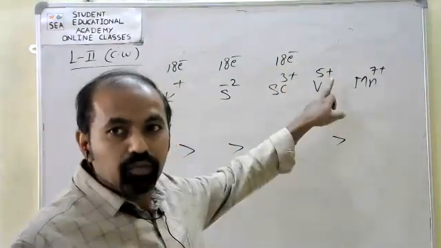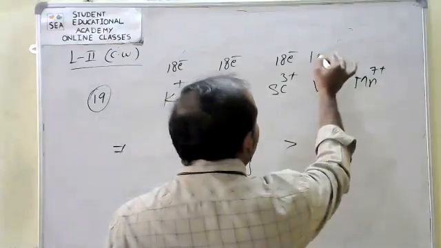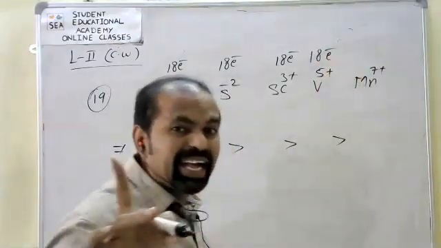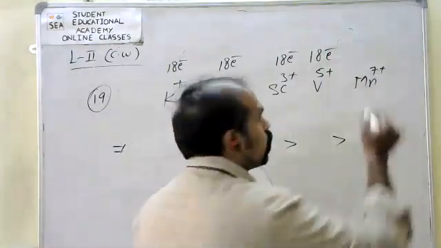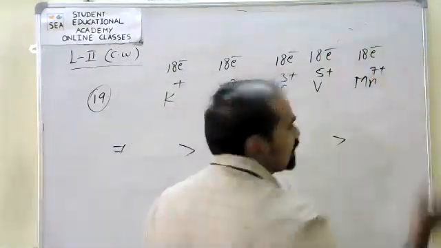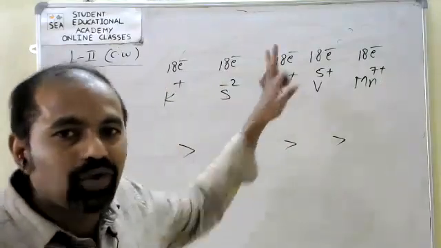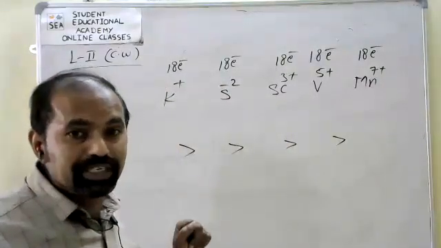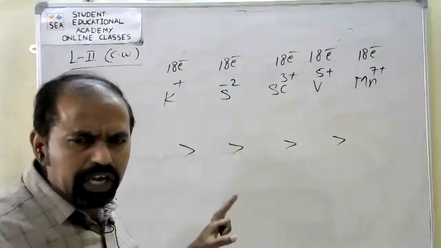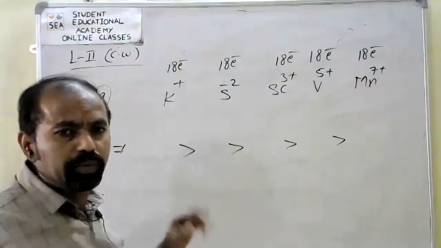Vanadium 23. After removing 5 electrons, 18 electrons. Manganese 25 electrons. After removing 7 electrons, 18 electrons. All are isoelectronic species. Electrons wise there is no difference, but protons difference is there. Protons can never change. Protons are always equal to atomic number.